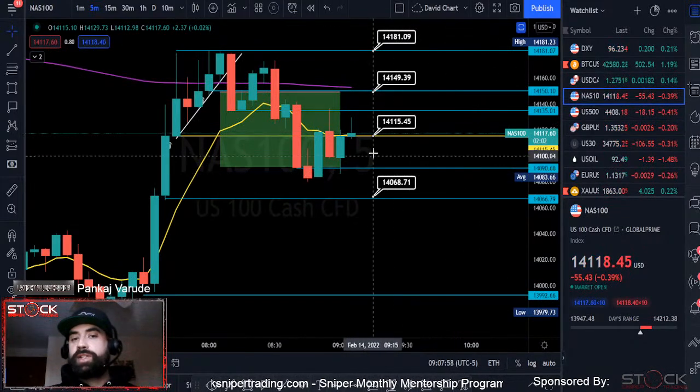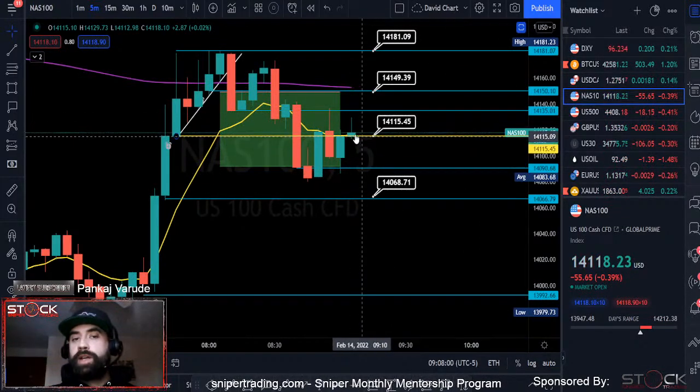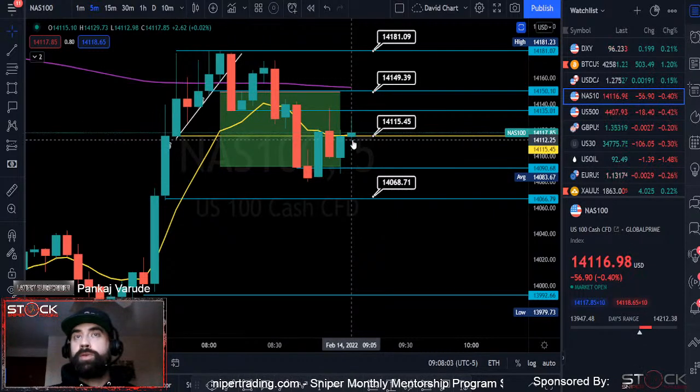So look at Nasdaq, guys. You can see still a lot of wick. See how they pushed it up here, starting to close below.